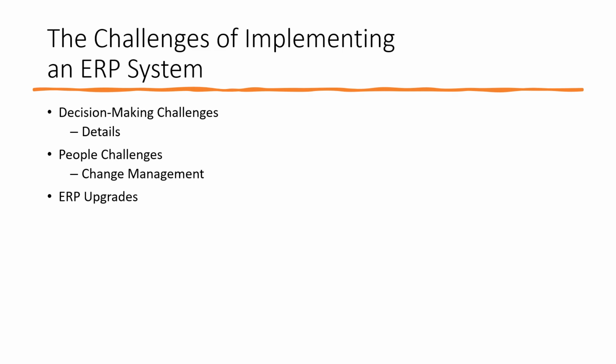There are three basic challenges when implementing an ERP system. That's your decision-making challenges, and that's the details of the ERP system. This could be from the brand or the vendor. It could be how the ERP system's laid out within the company, what modules are going to be used, things like that. The other side of that is the people challenges.